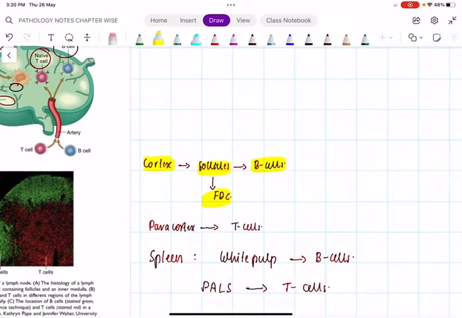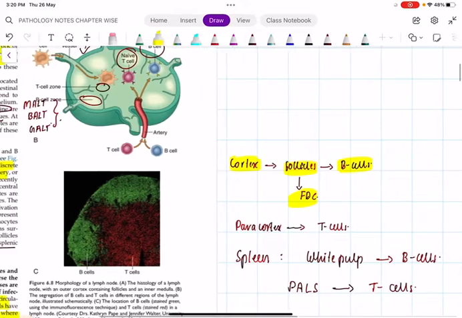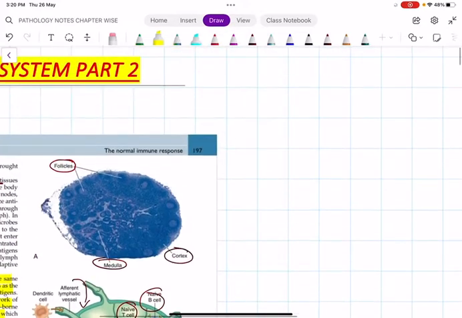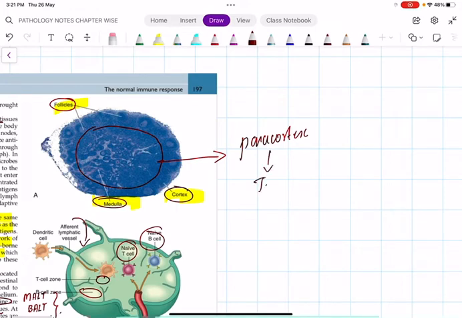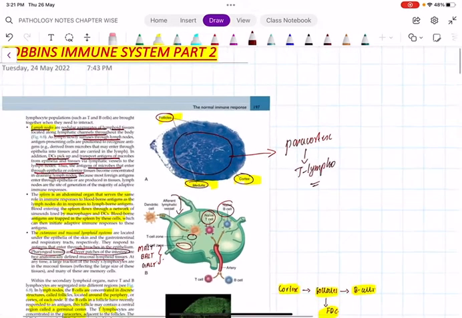There is a region between the cortex and medulla that we call the paracortex. You can see the medulla, cortex, follicles, and this region I am drawing here. This region is the paracortex. In the paracortex we have the T lymphocytes. T lymphocytes are present in the paracortex. I hope that is clear.